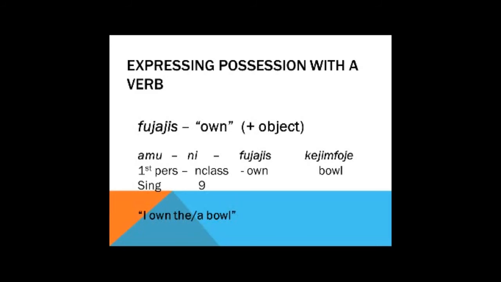Expressing possession with a verb. So there is a verb meaning to own, which is fuyayis. And here is an example of fuyayis in use. Fuyayis is a transitive verb, which means it will be followed by an object. So the verb itself will have two prefixes representing the subject and the object. The subject will be the person doing the possessing, and the object will be the thing possessed. So we've got amuni fuyayis kayim foye. As I own the bowl, or I own a bowl.